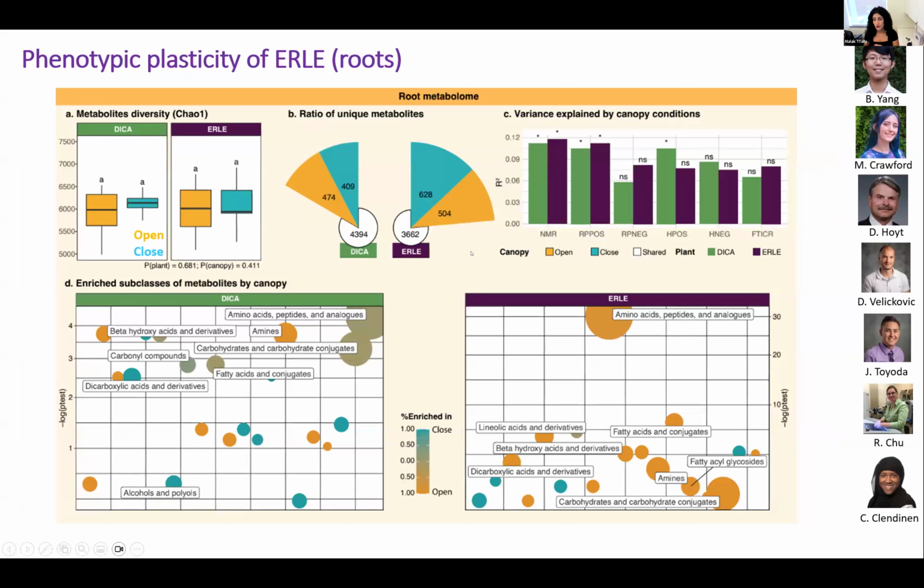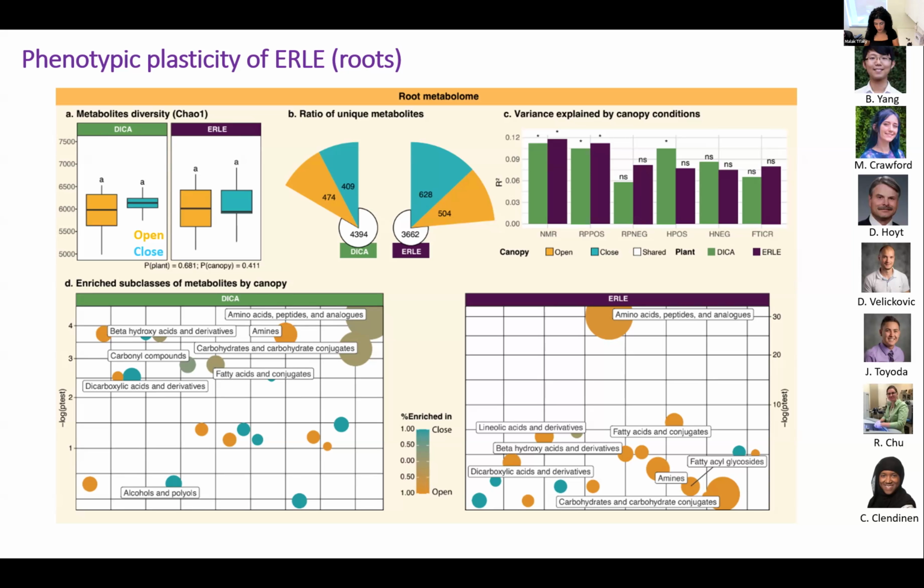Next, we wanted to validate another mechanism, which we refer to as phenotypic plasticity. As I mentioned, phenotypic plasticity is the ability of a plant or an organism to change or modulate its metabolome profile based on the environmental conditions that it lives in. If the plant or organism is capable of doing this, then it has a better chance of surviving and competing with native plants.